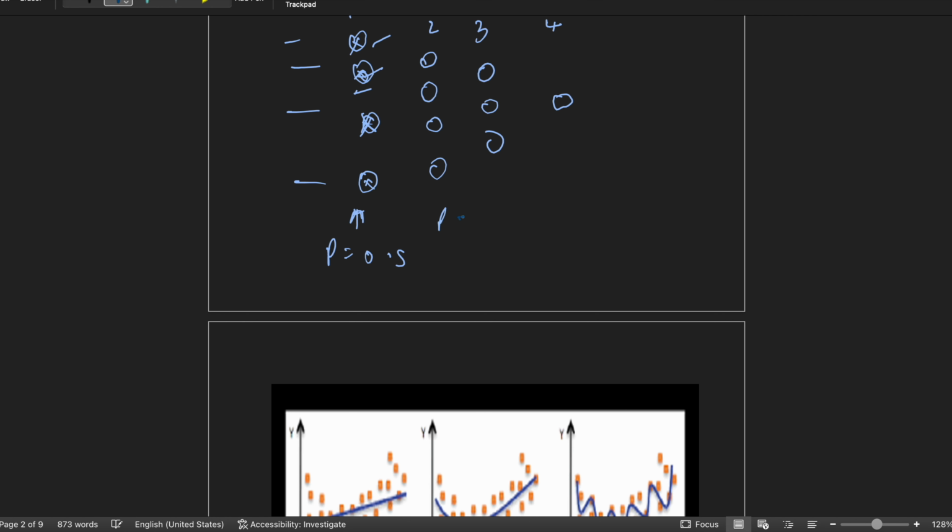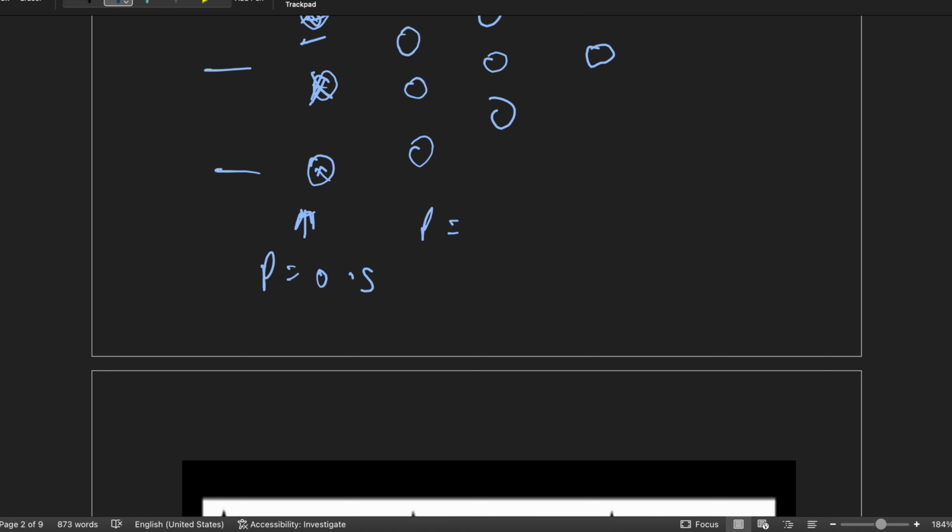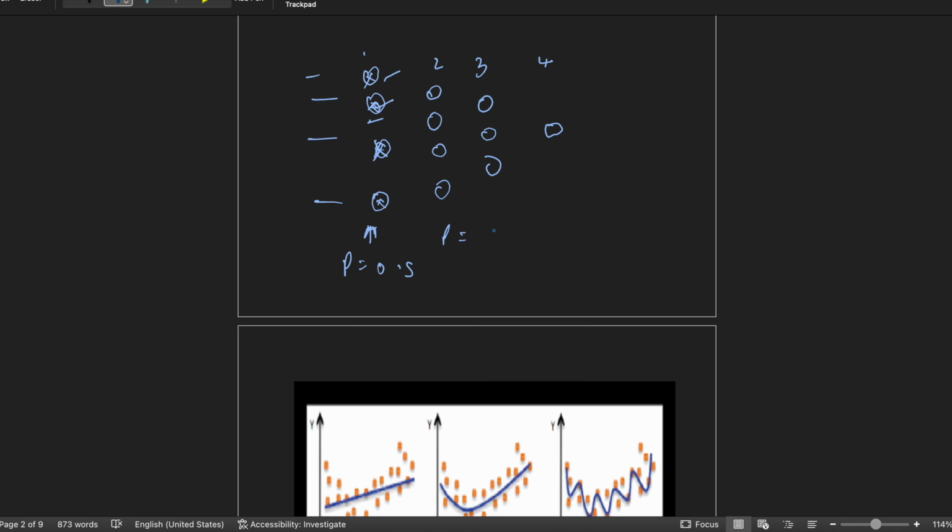The dropout ratio can be applied for each layer. Suppose I apply 0.25 for this layer. In one epoch this one will go off and all the other three are working, and in another epoch a different one will go off and the other three work, and the same will keep happening.